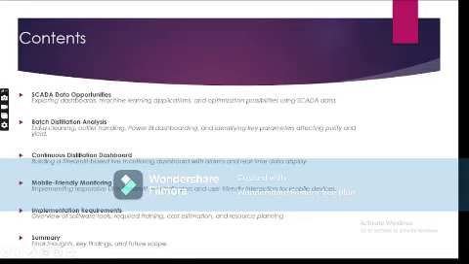The next part we will see is batch distillation analysis. In batch distillation, we focused on the data cleaning, outlier removal, and Power BI dashboarding. We also identified key factors that affect purity and yield. The next part is continuous distillation dashboard. Here we created a live Streamlit dashboard for real-time monitoring, alarms and data display.